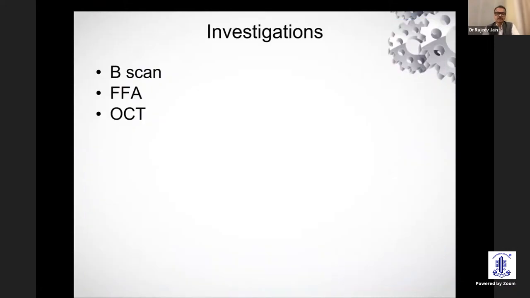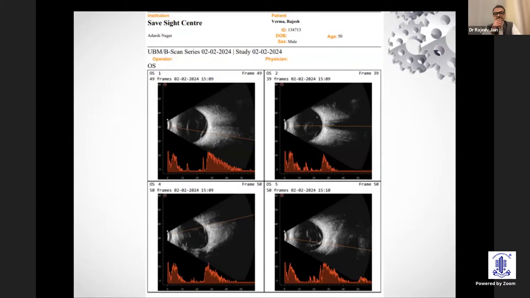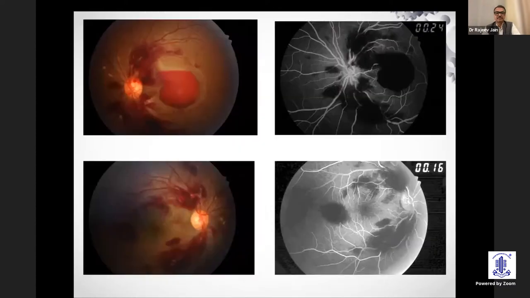Investigations of choice include B-scan, FFA, and OCT. B-scan of the eye in which there is a hemorrhage, and FFA and OCT, if possible, to pick some clues through the hemorrhage and to find something which is brewing in the other eye as well. So this is a case of vitreous hemorrhage with RD, which will decide the timing of the vitrectomy. Another case, a diabetic patient was referred to us for diabetic vitreous hemorrhage.